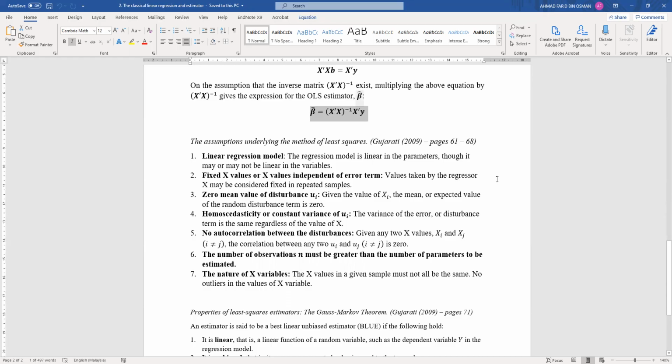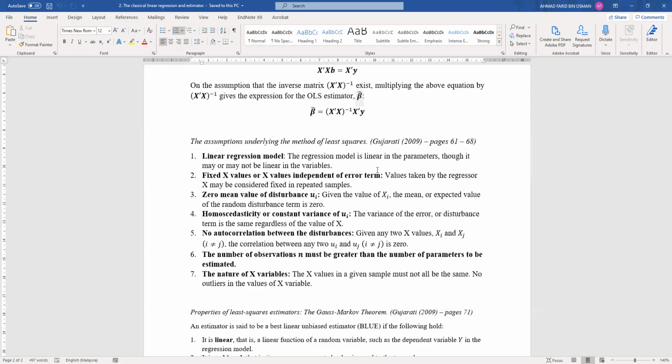There are a number of assumptions, or requirements, for the model to be valid. Assumption means that the model must satisfy each of these so that it is a valid model. Otherwise, the model is not valid and cannot be used, because it violates the assumptions. The first one is the linear regression model. The regression model is linear in the parameters, though it may or may not be linear in the variables. So the model must be linear in parameters.